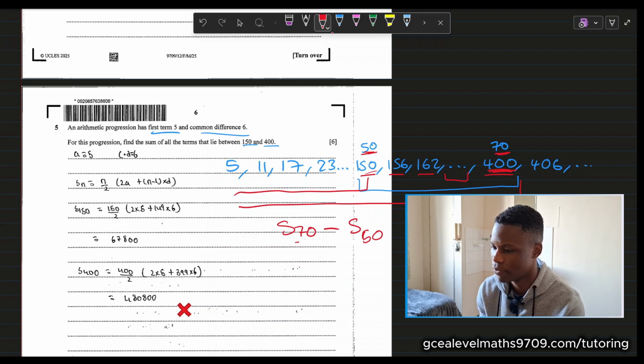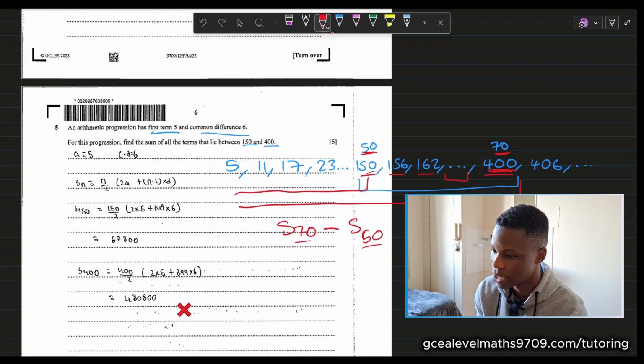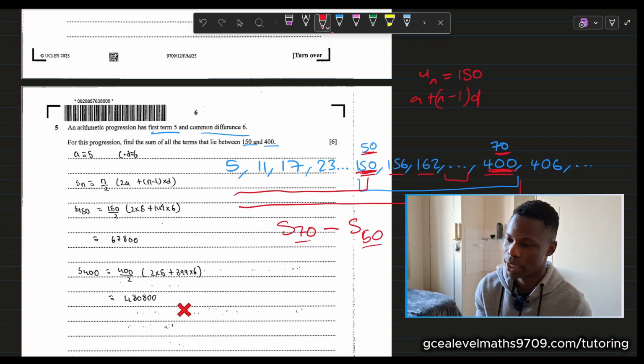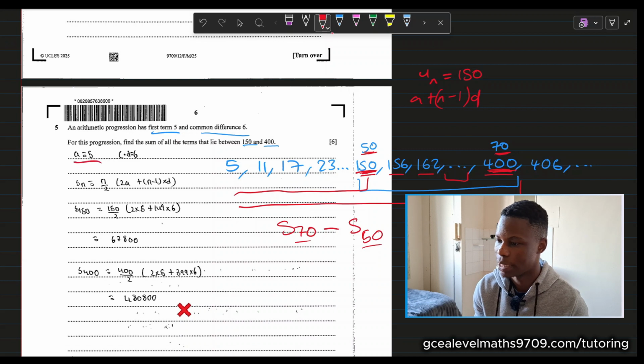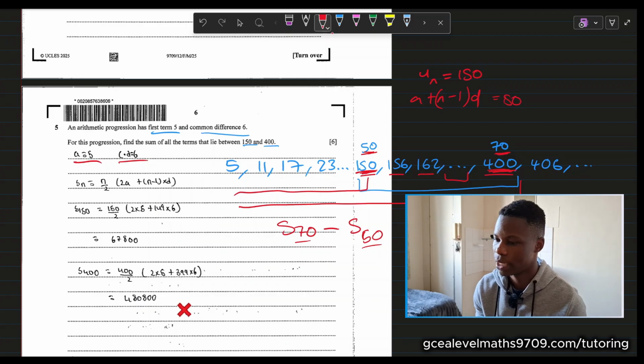I know that 70 and 50 are probably not the correct positions, but you'd have to figure out those positions just by using the formula for the nth term. So for 150, you know that this term is equal to 150. So u_n is equal to 150, and you need to figure out what n is. You just use your formula for the nth term, which is a plus (n minus 1)d. You know what a is and you know what d is, so you can substitute, equate that to 150, and you get your n, and you do the same for 400 to get the correct positions.